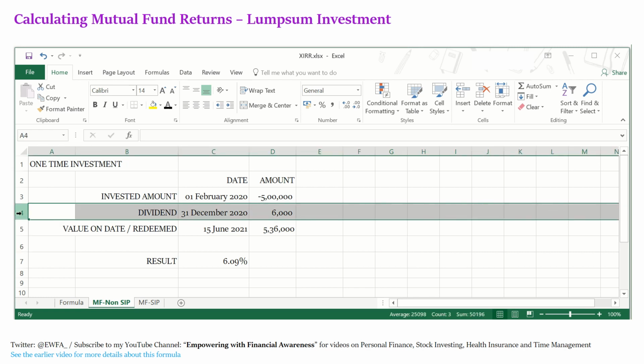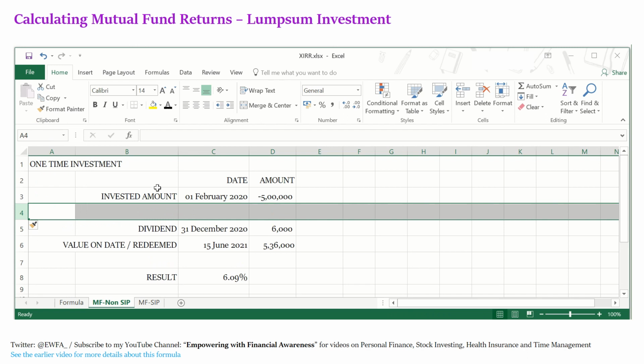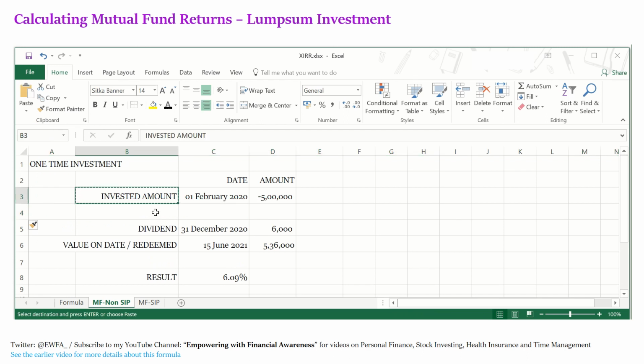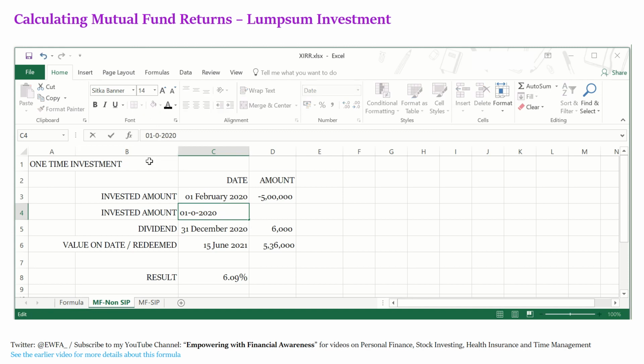And now what else is possible in such a transaction? Or you made an intermediate investment, like after February, you got some more money on maybe 1st of June, and you invested another 1 lakh. Since it's outgo, you put it as a negative value, and of course your redemption value will also increase. This is maybe around 6 lakhs 40,000, and now your returns are at 5 lakh 80,000.